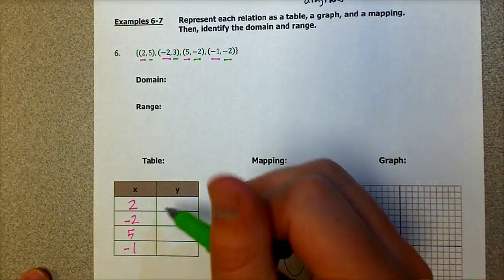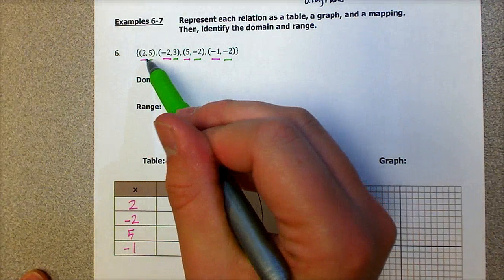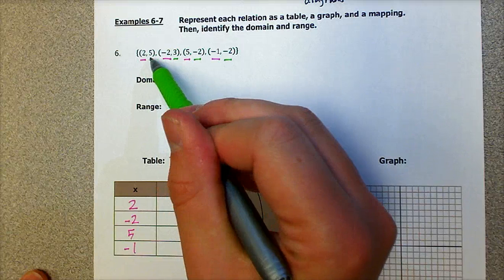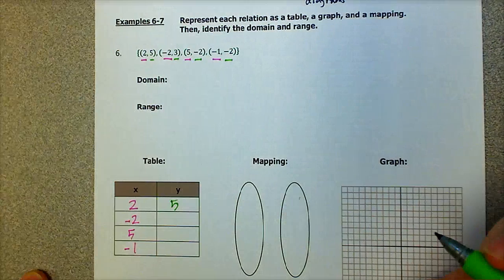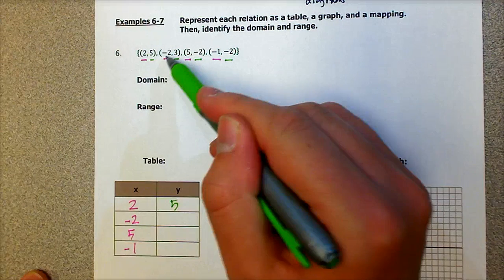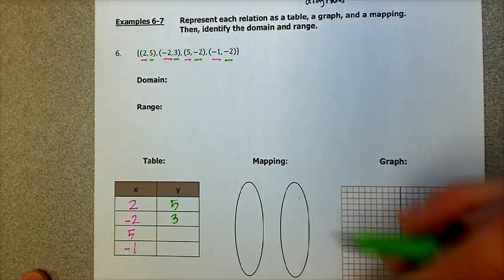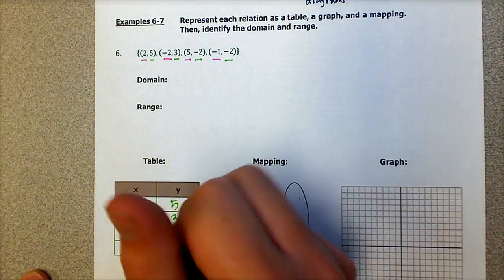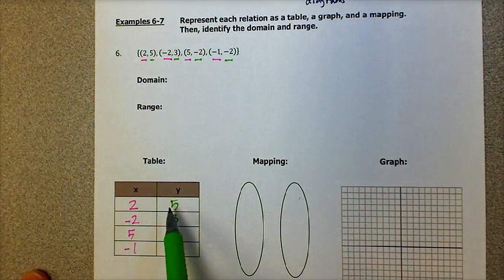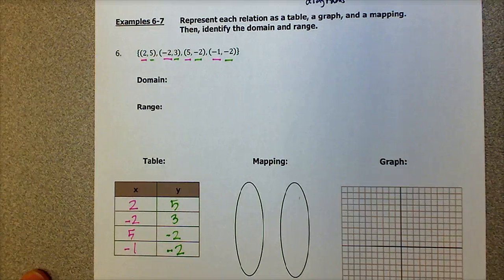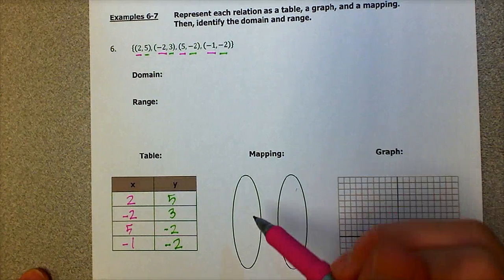And I'm going to put them in the table, being careful to make sure I match the y coordinates with their corresponding x coordinates. So I had an x coordinate of 2 and a y coordinate of 5 in this first ordered pair. So in my table, I should have a 2, 5 in the same row. I had a negative 2, 3 for my next ordered pair. So negative 2, 3 should be my next row. And then 5, negative 2, and then negative 1, negative 2. The order of your numbers does not matter as long as the x and y values match up correctly for a table. Next, I'm going to represent this relation in a mapping diagram format. A mapping is similar to a table.